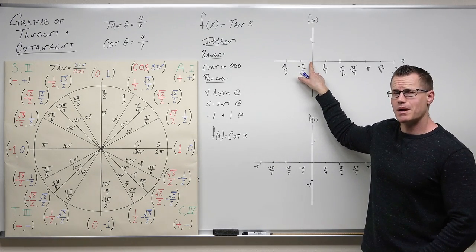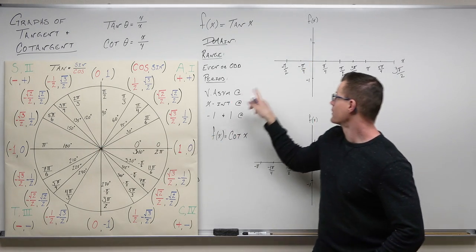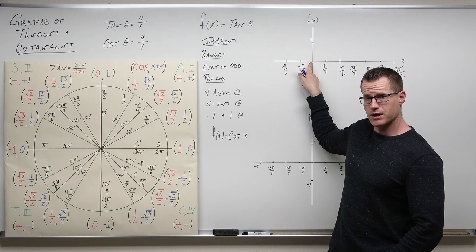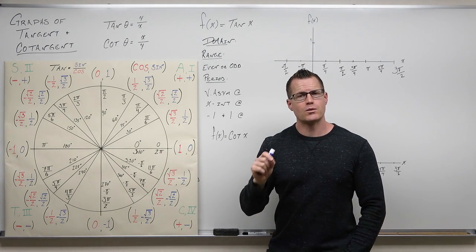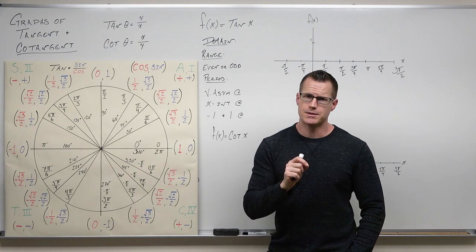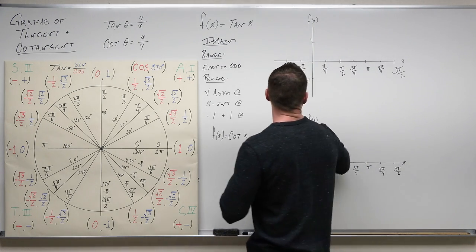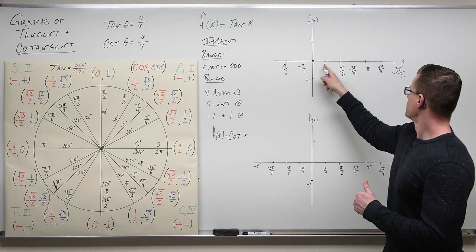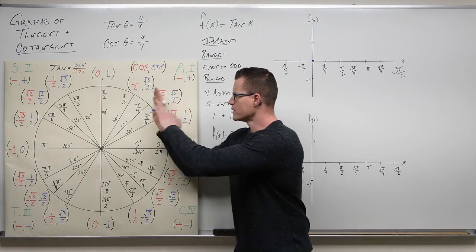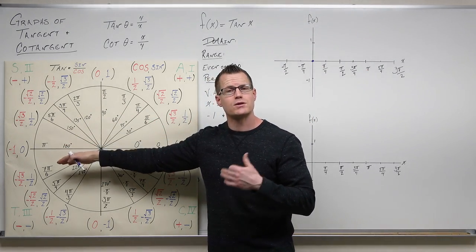So what's going to happen is we're going to have zeros. This relates to an angle here. So tangent of zero says plug in zero. Okay, you got it. You're going to get zero over one. That's zero. There will be, therefore, an x-intercept at the origin. Now, how about pi? Plug in pi, we're going to get tangent of pi is zero over negative one. That's also zero.